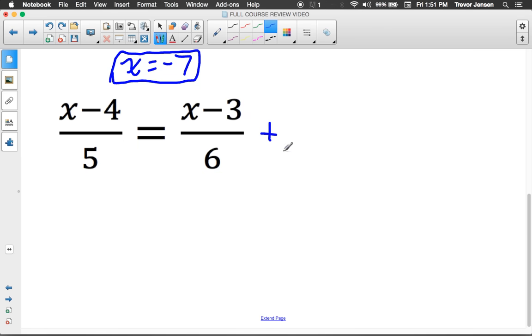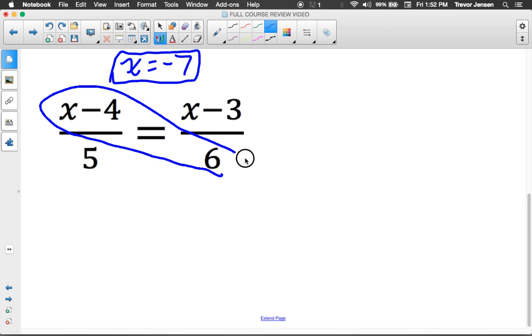Nothing else added off at the end here or anywhere else. If you have fraction equals fraction, you can use a shortcut. You can use what's called cross multiplication. You can multiply the denominator of one side by the numerator of the other.